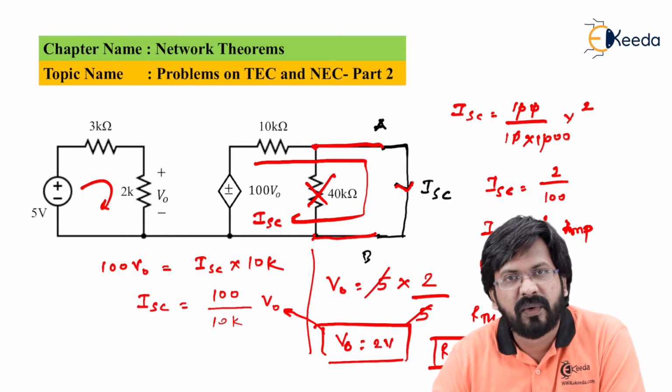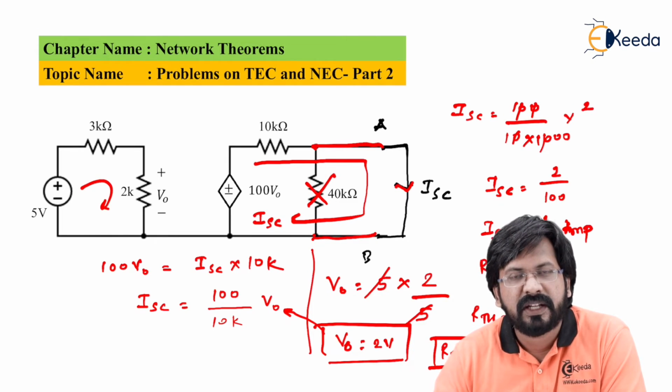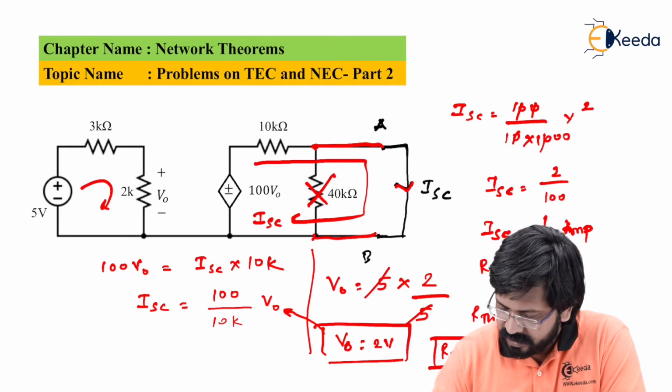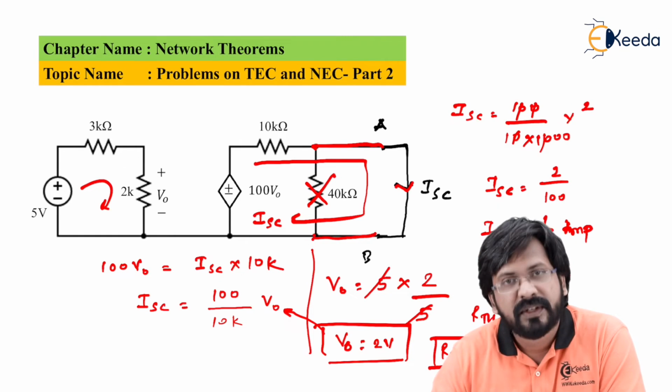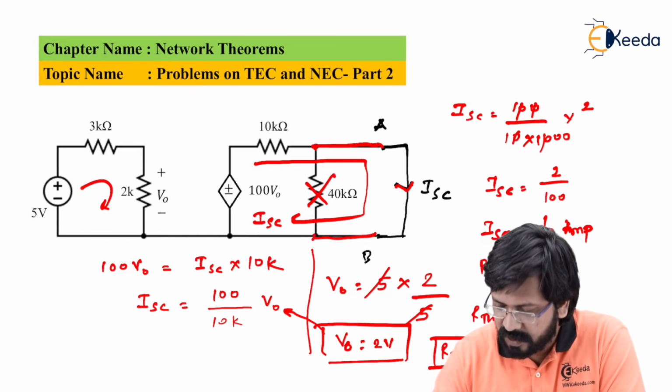This is how we have calculated RTH. To get RTH, we have to first of all get VTH by open circuiting 2 points. Then we get ISC by short circuiting these 2 points. And after getting the ratio of VTH and ISC, we get RTH. I'm sure you have understood this problem. So let us go to the next problem now.